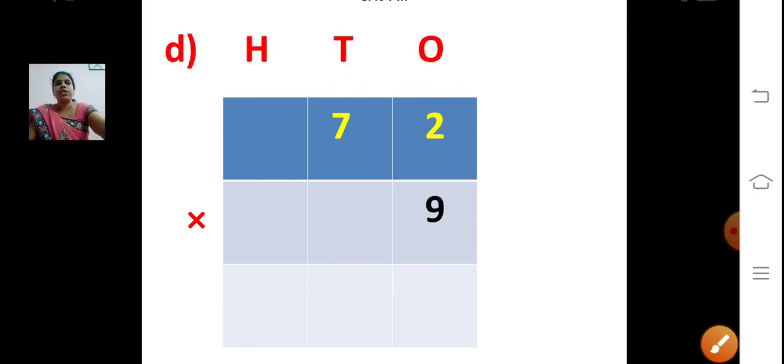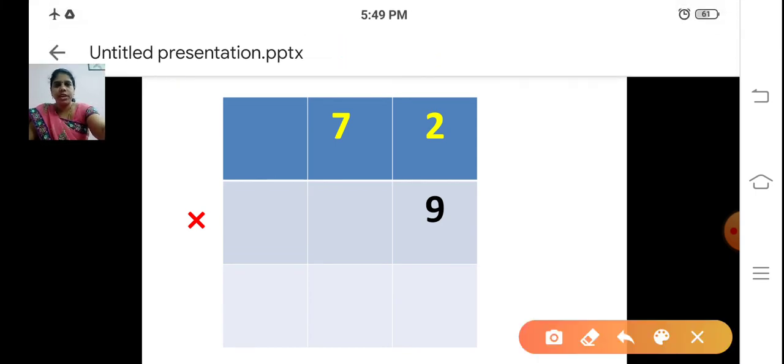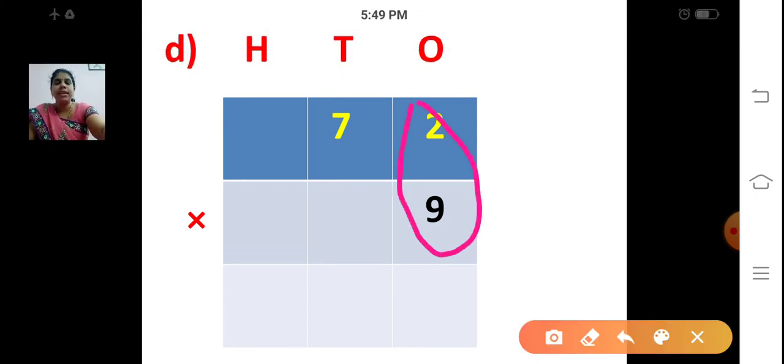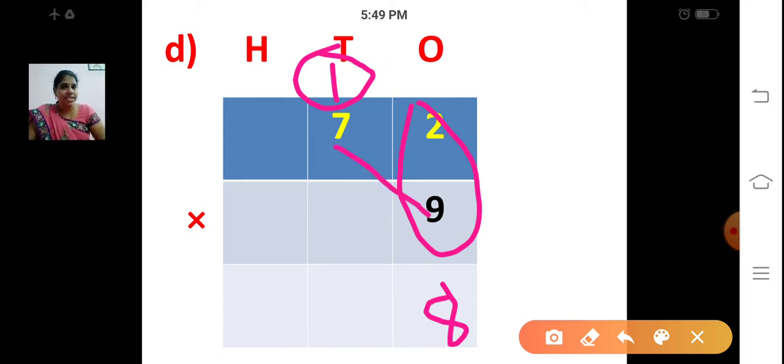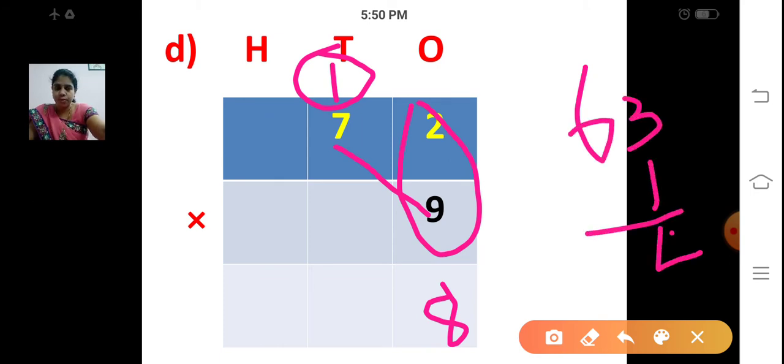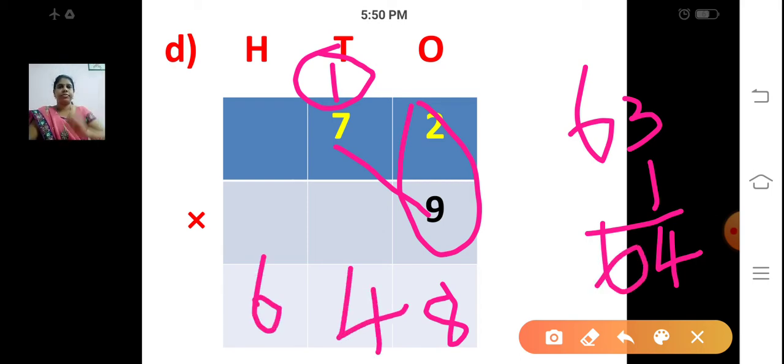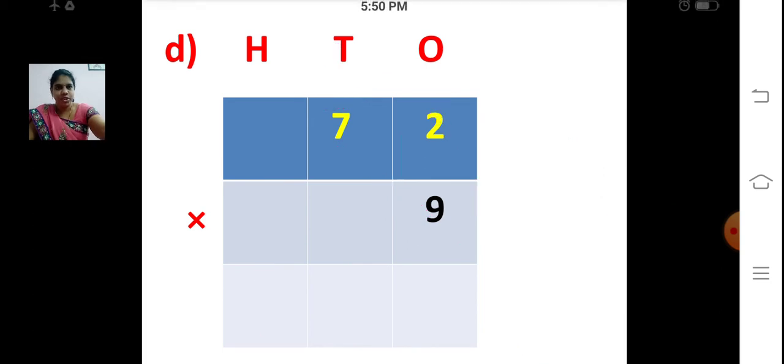So the first step is we are going to multiply 2 into 9. 2 nines are 18. 8, I am writing it here, and 1 will be carried over to the next place. And next we are going to multiply 7 into 9. 7 nines are 63. Then add the carried over part. 63 plus 1, 64. Clear? Shall we move on to the next sum?